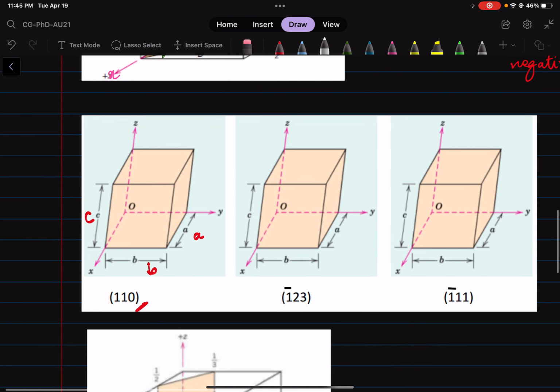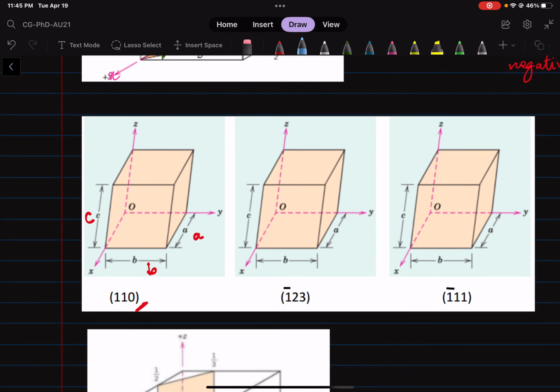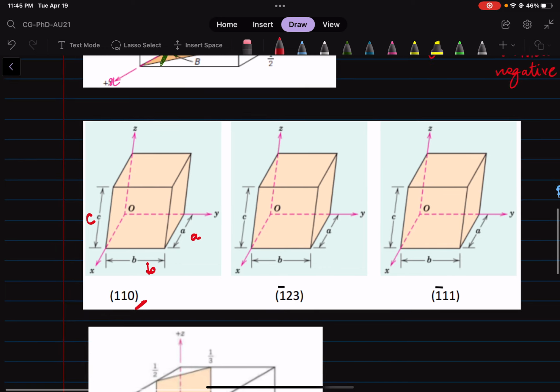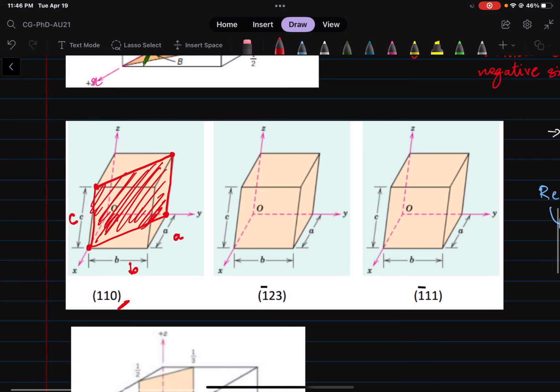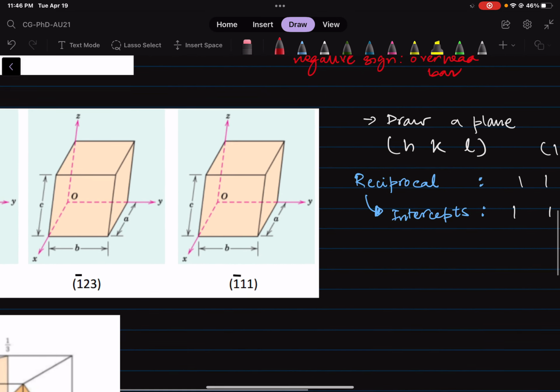So it intersects the x-axis at 1. It intercepts the y-axis at 1. And it's parallel to the z-axis. So the plane 110 will look something like this. And you'll notice that it is parallel to the z-axis. Right? Similarly, let's do the second one, bar 1, 2, 3.